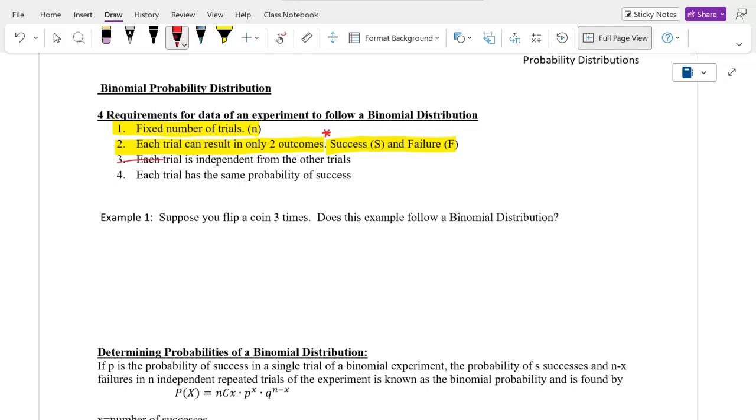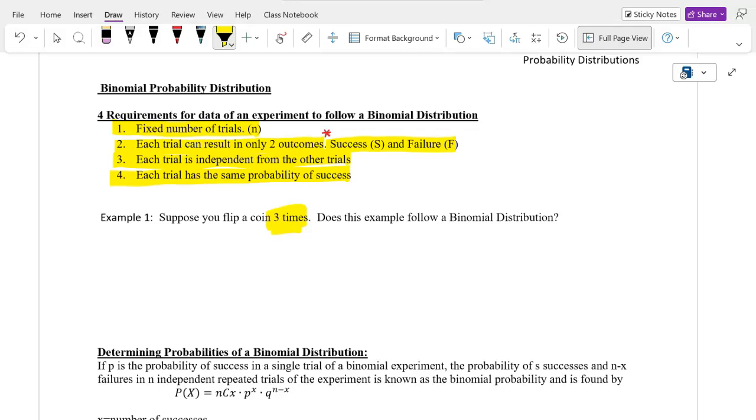Okay, each trial is independent from all the other trials, and each trial has to have the same probability of a success. A really great example of that is our coin toss. Are there a fixed number of trials? Yes, we're going to toss the coin 3 times. Each trial can result in only 2 outcomes, a tail or a head.